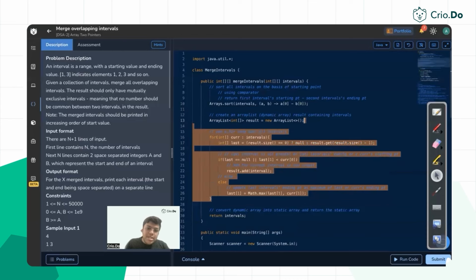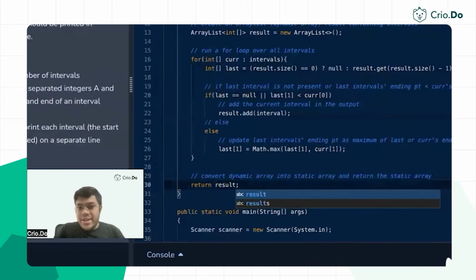Once we are able to insert all of these intervals in the resultant, we can't just return resultant. Why? Because the required return type is a static array, but we have a dynamic array.